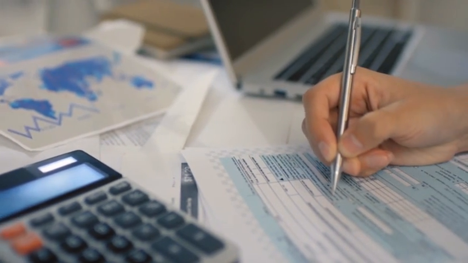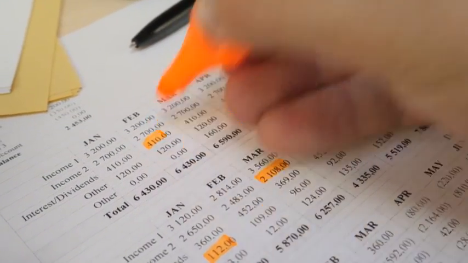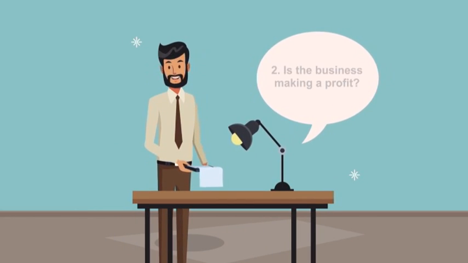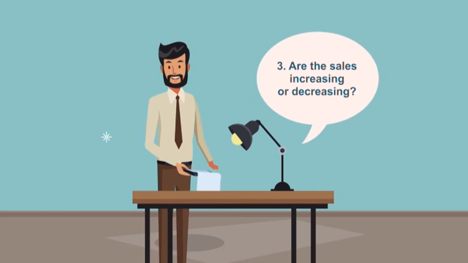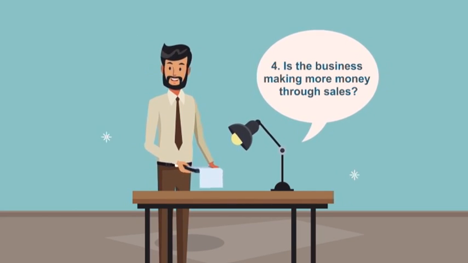An income statement must be interpreted and assessed. Like the balance sheet, it also answers questions about the business. The owner can use the income statement or report to answer the following questions. Number 1, are the goals set at the start of a business being met? Number 2, is the business making a profit? Number 3, are the sales increasing or decreasing? Number 4, is the business making more money through sales or is it losing money through operation and other expenses? Study an example of an income statement here.